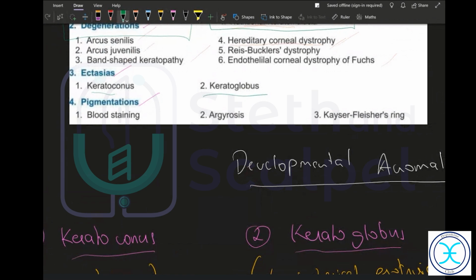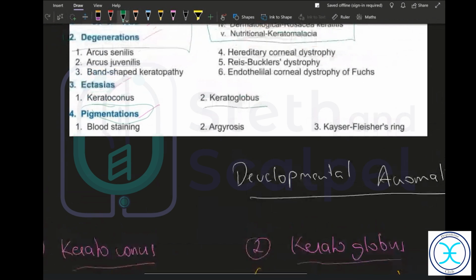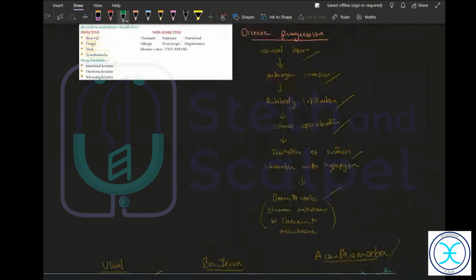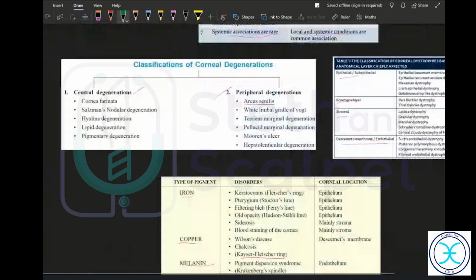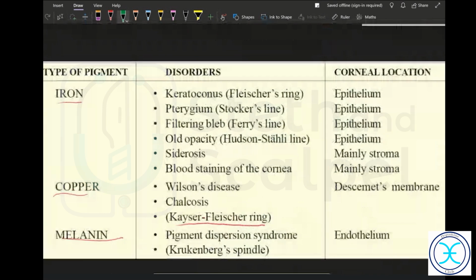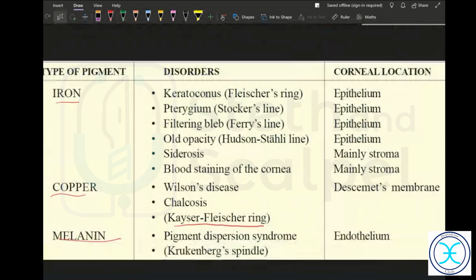So in the conjunctiva, you have various pigmentations and rings. I will just mention what those are. These are all the various rings over here. When you have iron, you have Fleischer's ring, Stocker's line, Ferry's line, Hudson-Stahli line. That is for iron, and this Kayser-Fleischer ring is what they usually ask us.